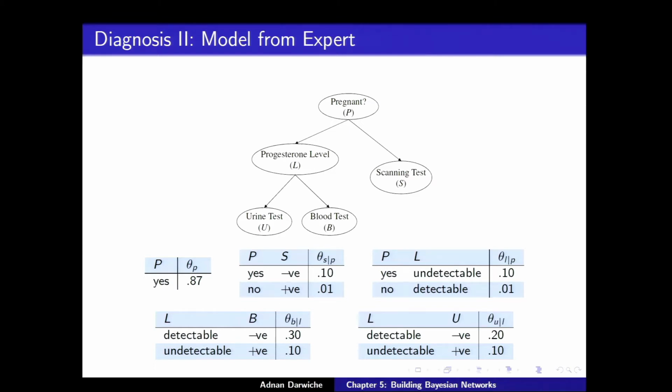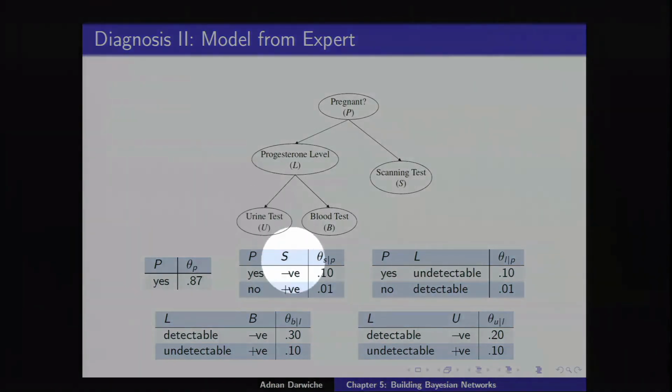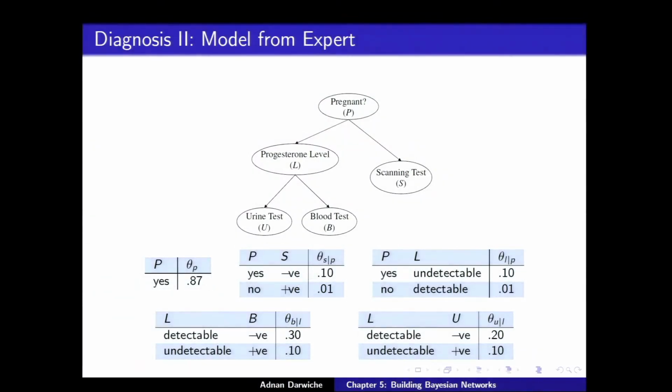But just look at the CPTs. By the way, the CPTs are not full. We're only showing the numbers that are non-redundant. So for the 3 tests, you're going to see the false positive and negative rates, right? This is the false negative, and then false positive, and so on. For each table, we're only showing enough, and you can fill in the rest.